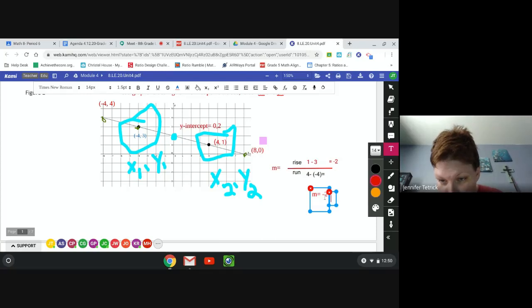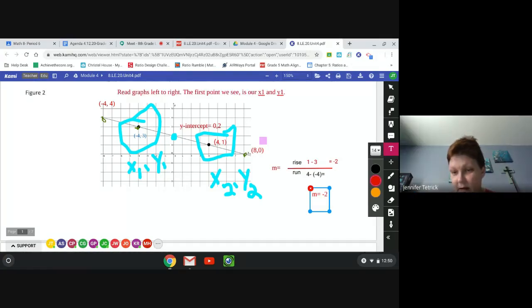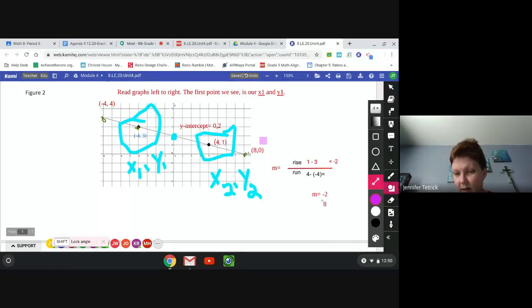Becomes positive, and now we have -2 over 8, so that's going to leave me with what type of situation here? Negative, okay? And does that match our linear line and its correlation or association?